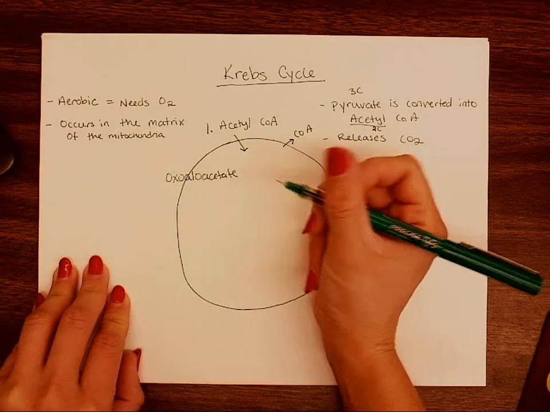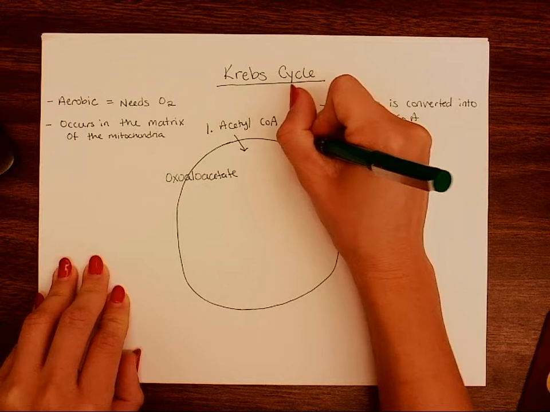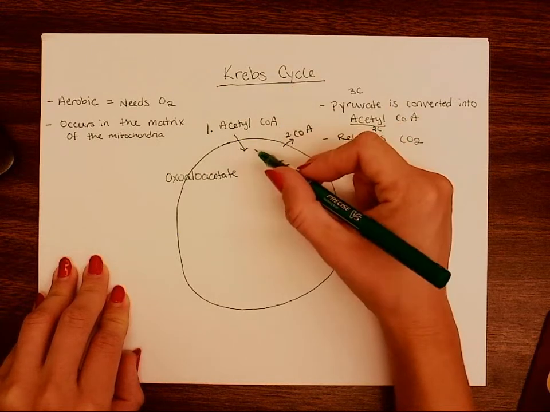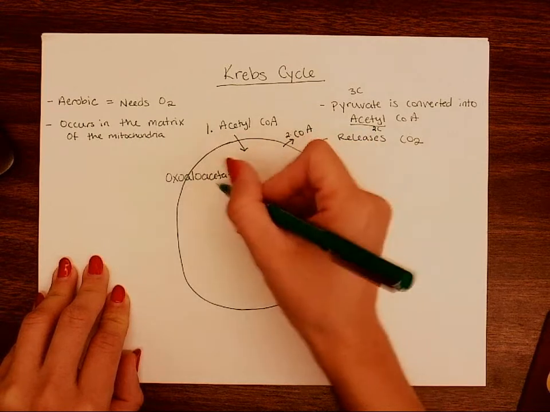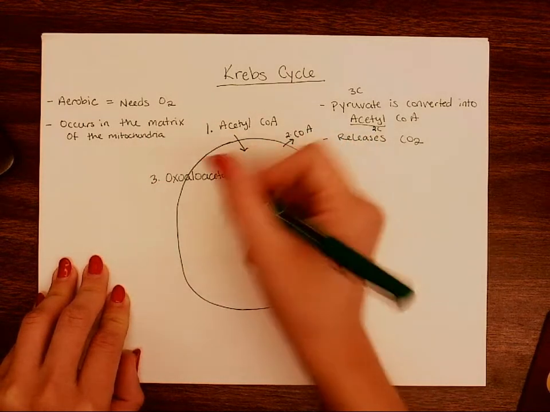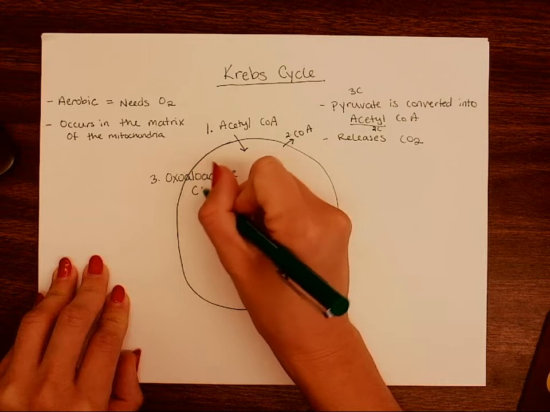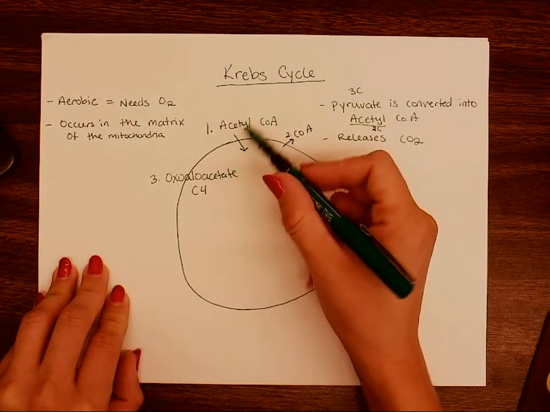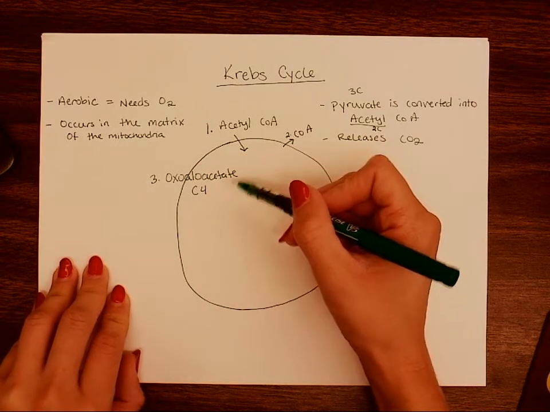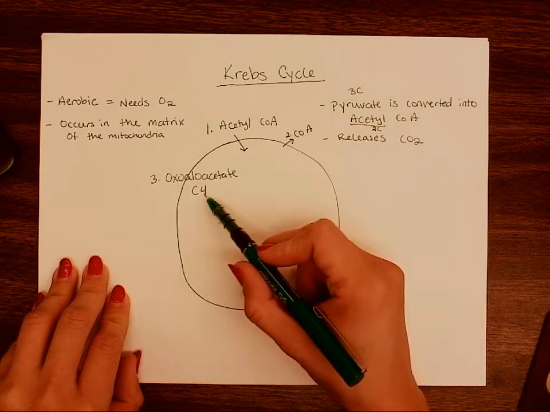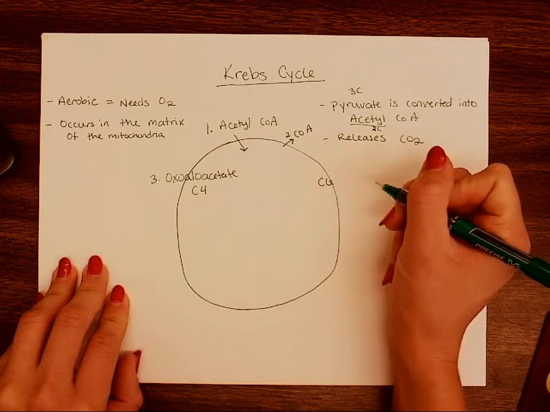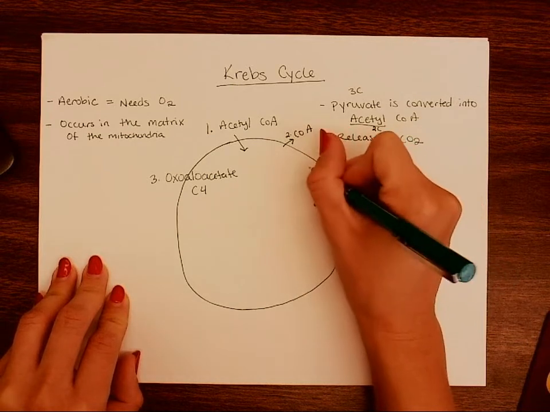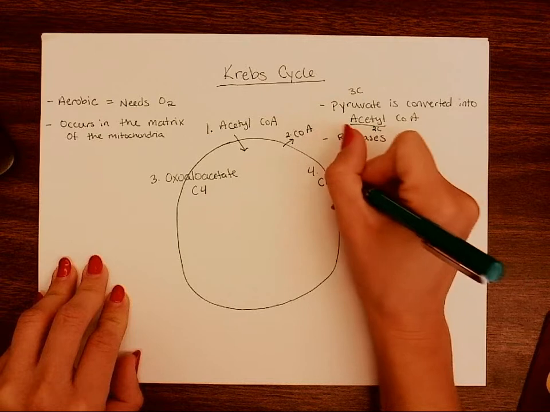So oxaloacetate, I guess we'll keep adding our numbers here. So acetyl-CoA comes in, CoA is free to leave, and the acetyl is going to bind to this 4-carbon oxaloacetate. So when it comes in and binds, we know acetyl has 2 carbon, plus our 4 over here. This is going to make a 6-carbon molecule called citrate. So number 4, this makes citrate.